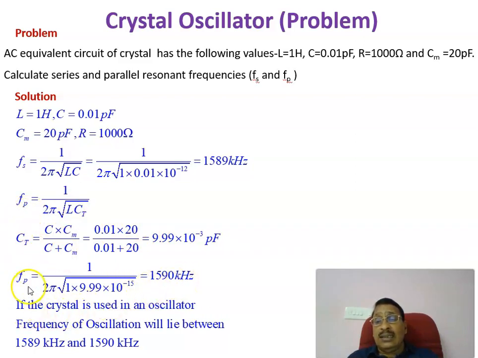Here we can see that Fp is almost equal to Fs. That is, if the crystal is used as an oscillator, the frequency of oscillation will lie between these two values: the parallel resonant frequency is 1590 and the series is 1589. It lies in between, and that is why it is a very stable one. The frequency of oscillation will be between 1589 kilohertz and 1590 kilohertz. That is, the frequency of oscillation of a crystal oscillator is very much stable, as is clear from the values of Fs and Fp.